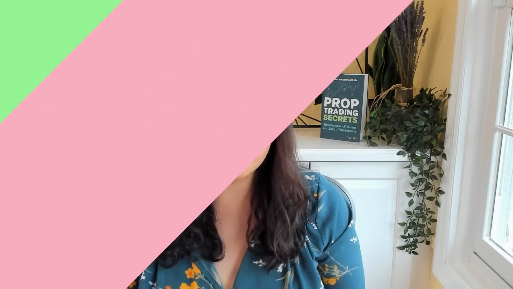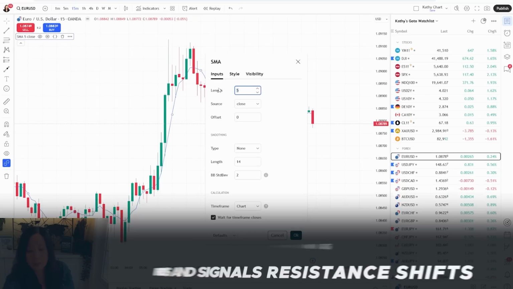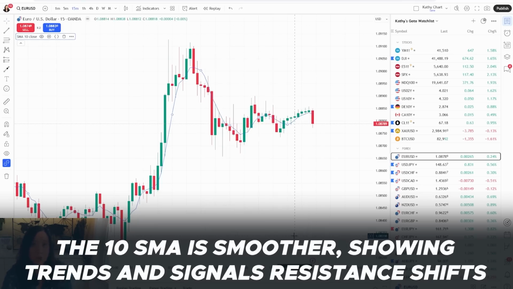Swing traders oftentimes will use this to confirm their entry and exit points. And I want to show you how to look at this on a chart. Now let's change this to a 10 SMA. A 10 SMA is smoother than the 5 SMA, and it also can give you quite a bit of information on trend, support and resistance, and trend changes.